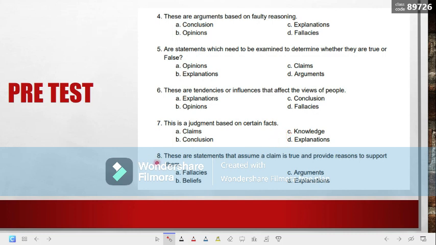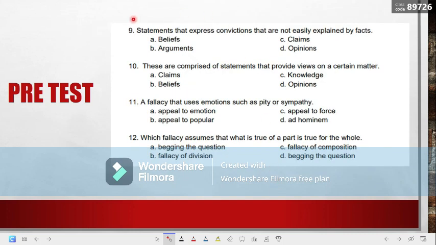Let's proceed to number 8. These are statements that assume a claim is true and provide reasons to support them. Is it A, fallacies, B, beliefs, C, arguments, D, explanations?